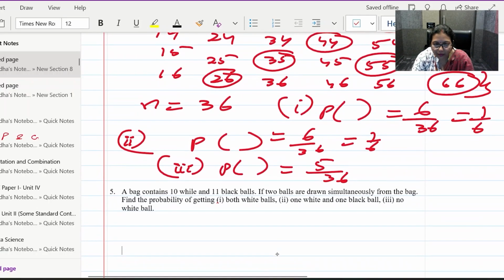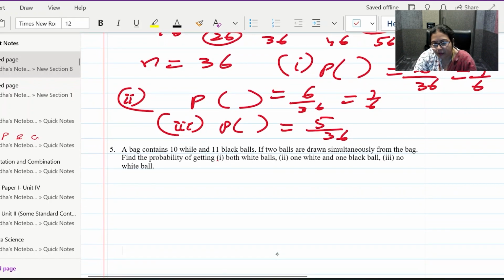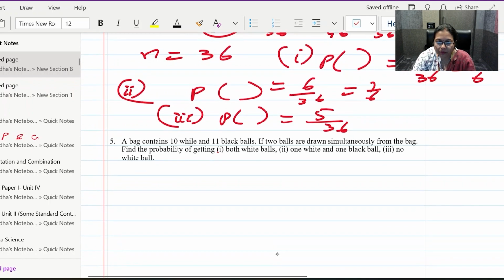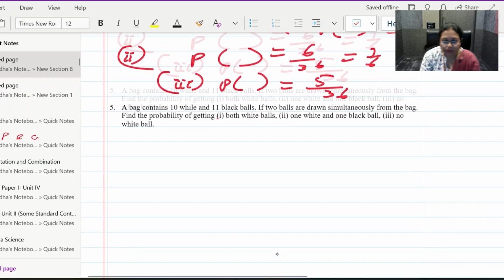Now next problem, number 5. A bag contains 10 white and 11 black balls. If two balls are drawn simultaneously from the bag, find the probability of getting both white balls, one white and one black ball, no white ball. Now before starting this problem, a little bit of the concept of permutation and combination, at least the concept of combination, we will discuss first. Then we are coming to this problem.